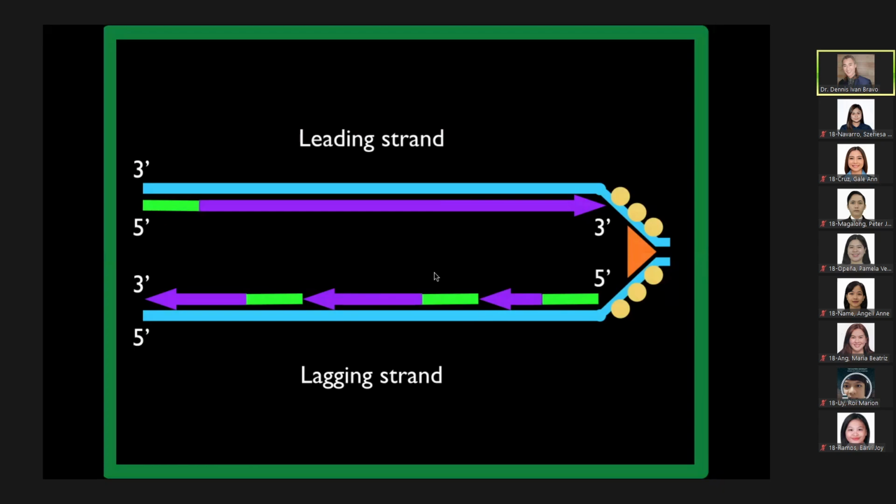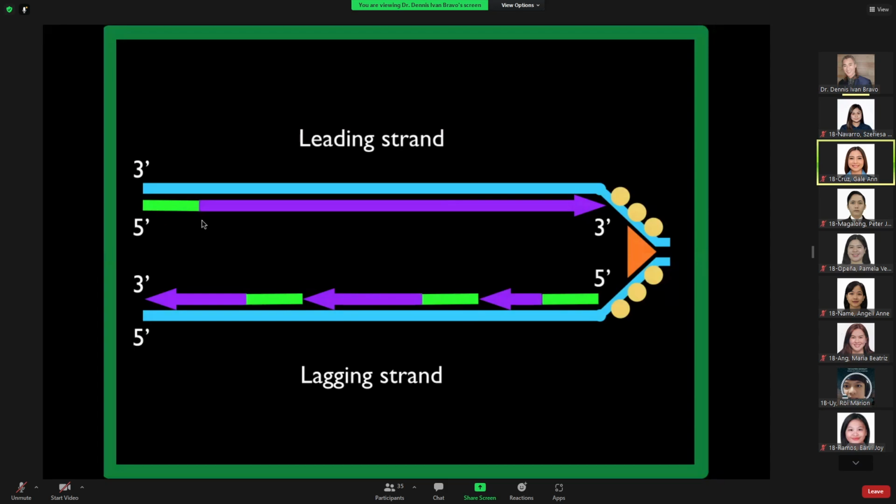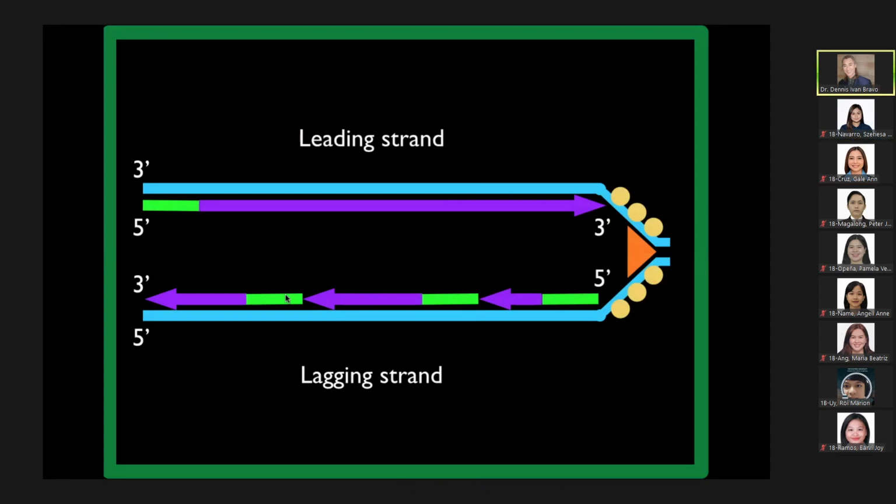Now let's move on to the lagging strand synthesis. Let's also characterize it. First question, does it require primers? Yes, just like the leading strand, pero mas marami siyang primers. Next question, what is the direction of polymerization for the lagging strand? 5' to 3'. That's right, just like the leading strand. Is the process continuous or discontinuous? Discontinuous. That's right. Because it is discontinuous, it results in the formation of individual Okazaki fragments.